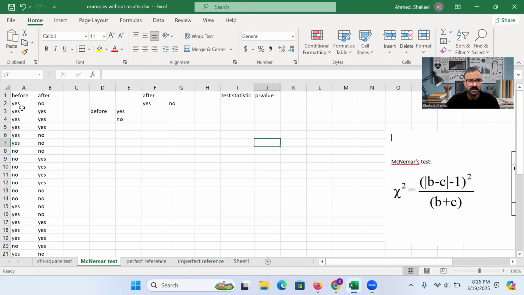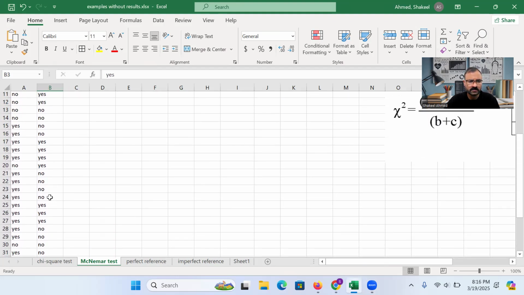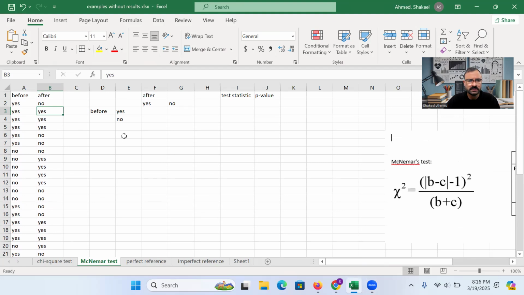For example, this person has the disease before the treatment, and he has recovered after the treatment, and this person's status is the same. So we have this data set on again 37 individuals. So we just need to make the contingency table again. But the formula for McNemar's test is after adjusting for the continuity correction.